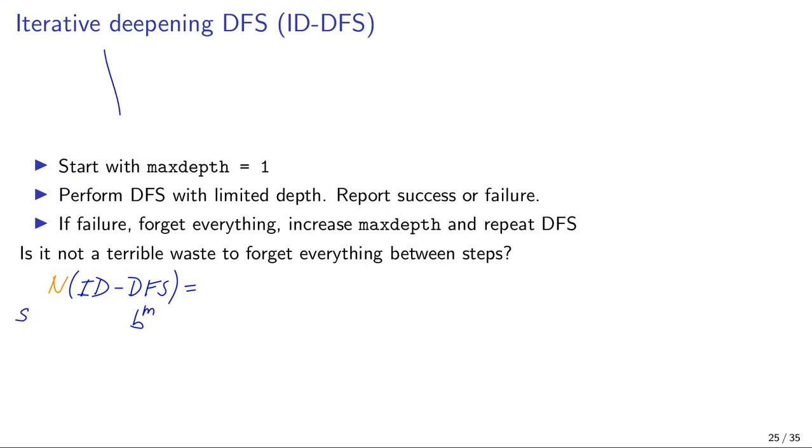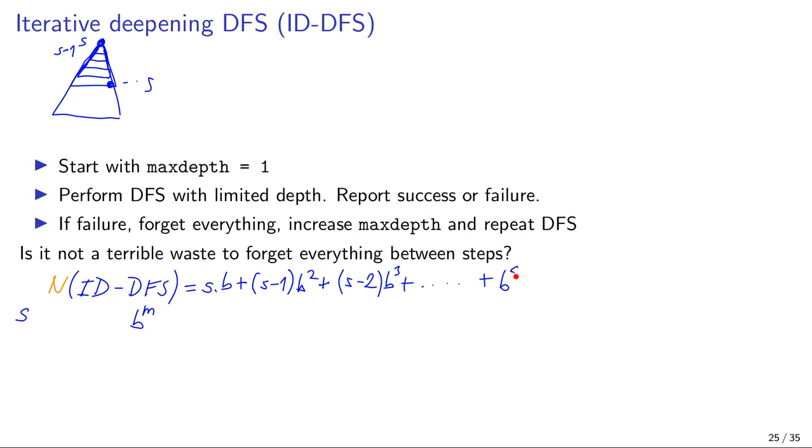And as we are here, the first depth first search ends up here, then we increase the maximum depth and so on. So we are repeating the searches, and obviously this first one we do S times before we reach some solution at depth S. This one we do S minus 1 times, right? Because this initial search we always do the same. Okay, so it's S times B plus S minus 1 times B squared plus S minus 2 times B cubed, and so on until we finish at B to the power of S.